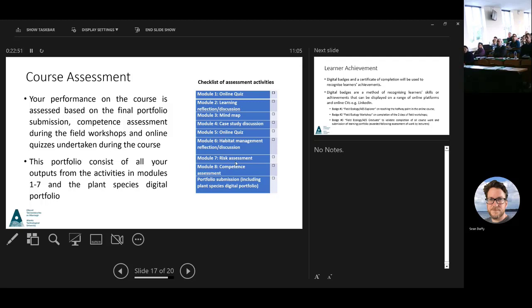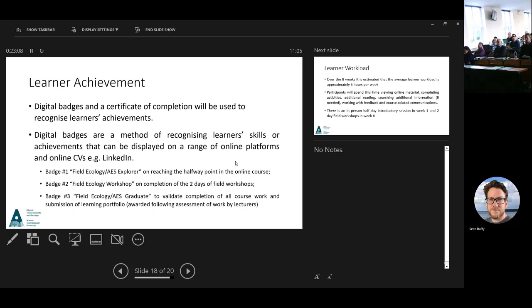You'll be completing these after you've done some reading material, and these will also form part of the assessment. And there'll be a planned e-portfolio that you will be completing over the 8 weeks as well. That's a digital species plan portfolio that Dolores will go through later on.